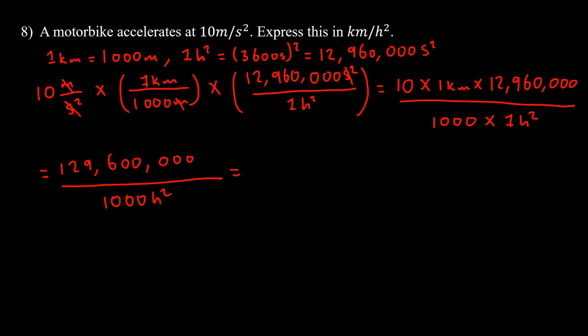So if we do that, let's do the division. If we divide, so here there's a kilometer. And then if we divide, our final answer should be 129,600 kilometers per square hour. So this is our final answer for this question. So we are done with this one. We can move on to another question.